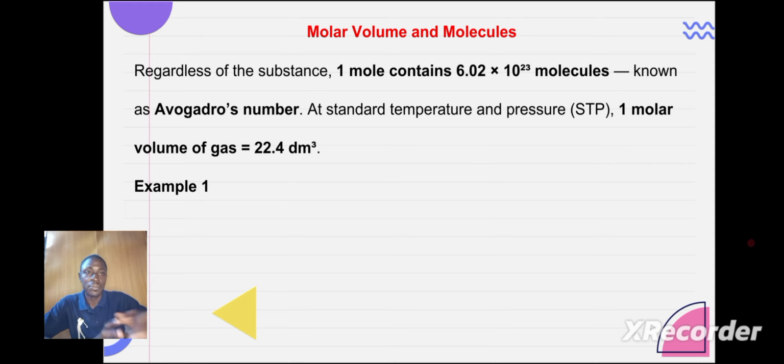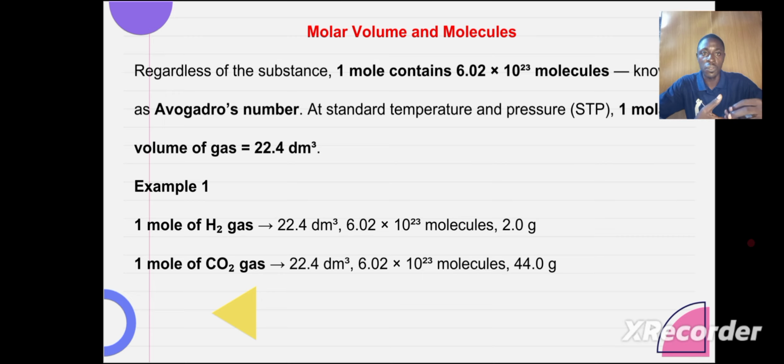So let's just see some illustrations. 1 mole of hydrogen gas, based on what we've said so far, contains 22.4 dm cube of hydrogen gas, as that will be the volume at standard temperature and pressure. When the temperature and pressure are not standard, it may not be 22.4 dm cube, but when it is standard temperature and standard pressure, the volume of the gas should be 22.4 dm cube.